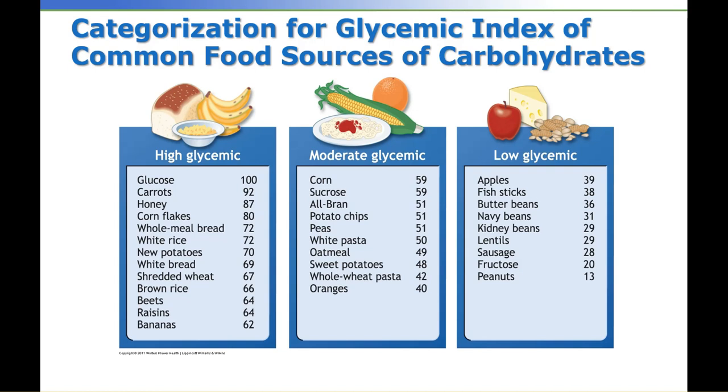But when you eat low glycemic types of carbohydrates, they give a slow and sustained response of energy. So you have apples and kidney beans and peanuts, okay, that are still carbohydrates, but they're low in the glycemic index.